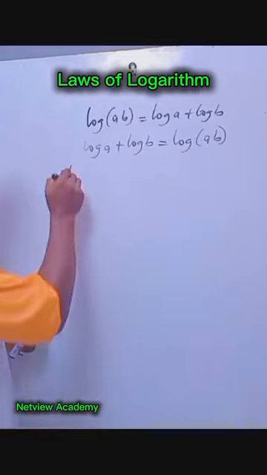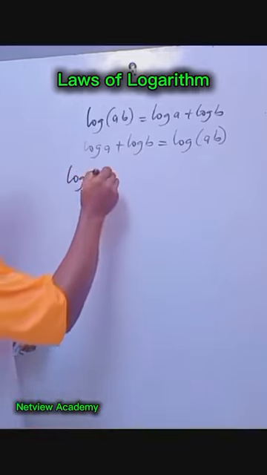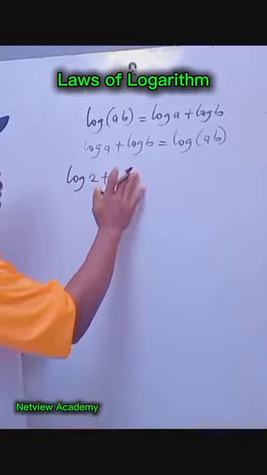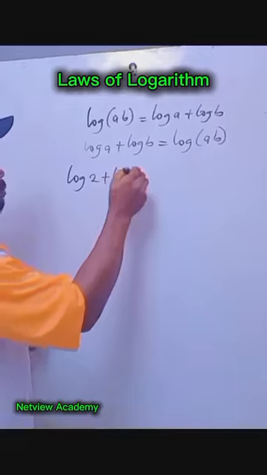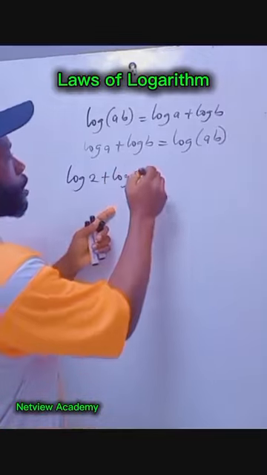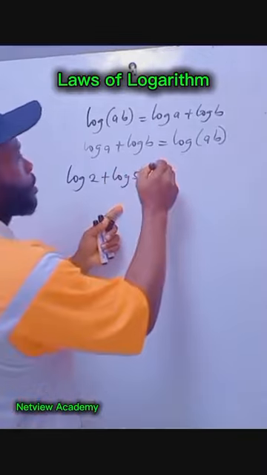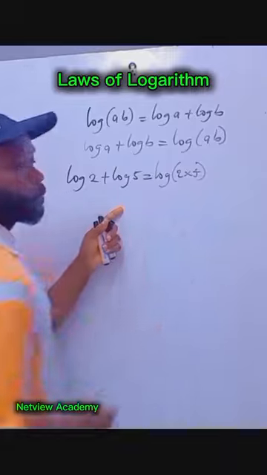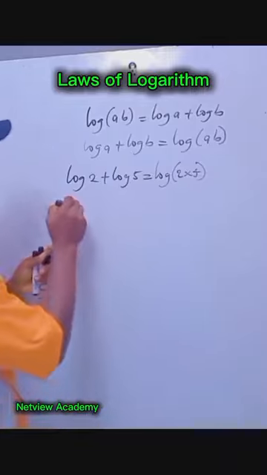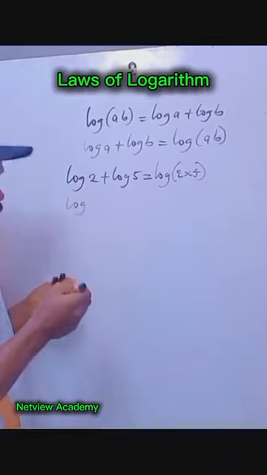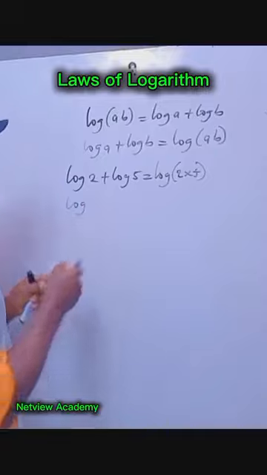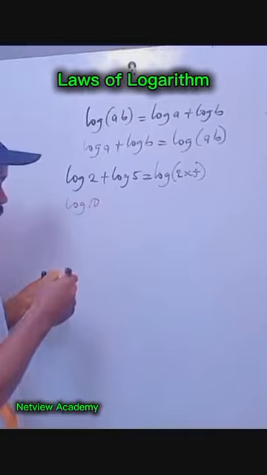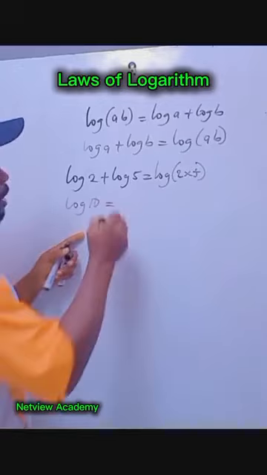So when you have log 2 plus log 5, this is the same thing as log 2 multiplied by 5. And log 2 multiplied by 5 is equal to log 10. The value of log 10 is 1.